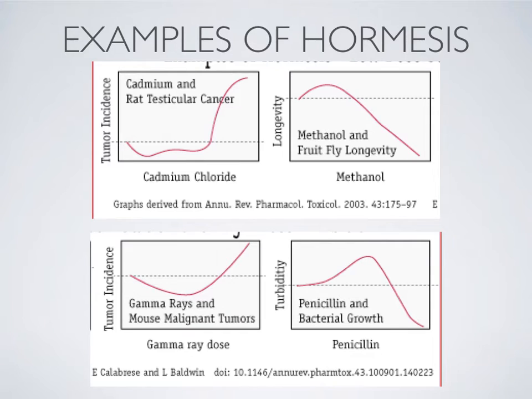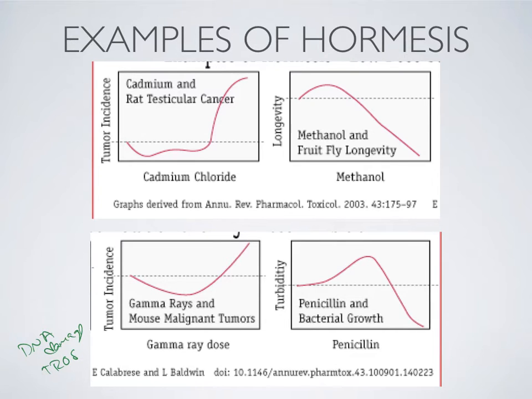So looking at this graph, what they did is they exposed mice to gamma rays. Gamma rays are a form of radiation. They do 2 things. They cause DNA damage, and they produce reactive oxygen species, because these radiation waves knock electrons off from molecules.